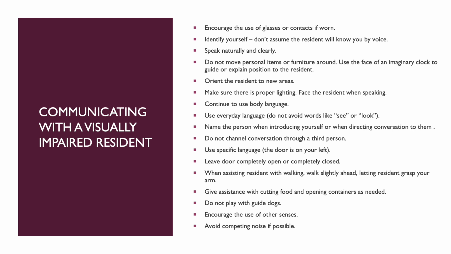Always make sure there's proper lighting. When we're talking to the resident, make sure that we face them. We want to still continue to use body language. They still may be able to see our shadow and what we're doing with our body. We want to use everyday language. We don't need to avoid words like see or look. Make sure we name the person when introducing ourselves, or when directing the conversation to them. So don't say you, because they might not be able to see who you're looking at or speaking to. Make sure you're using names.